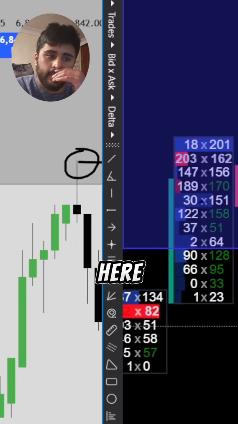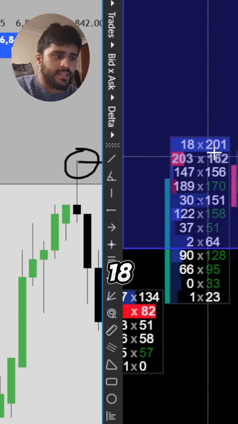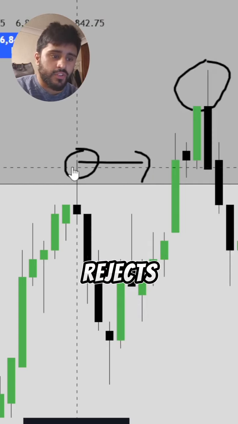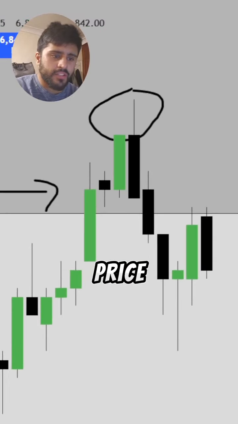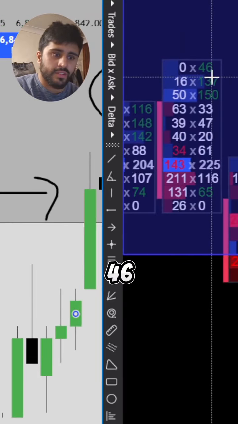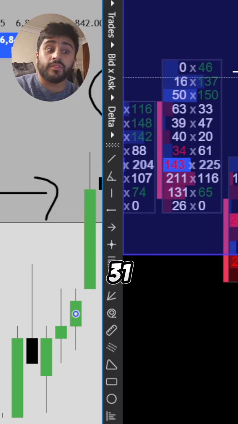So what I'm looking for here is specifically our first tap, 18 for 201. We see a lot of blue delta, aggressive buyers, right? And the market rejects lower. Now when price moves into the zone, we have our second tap over here. We saw 0 for 46, 16 for 30, 137, right?